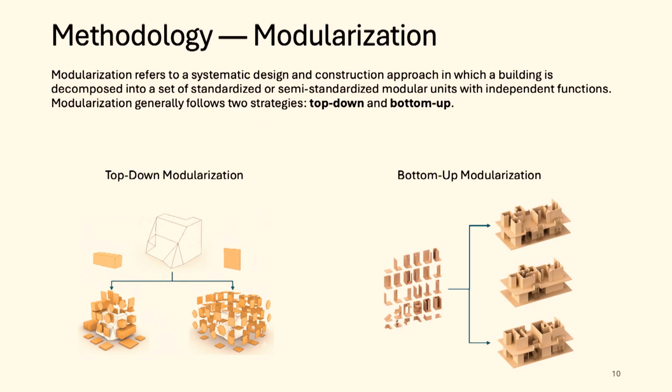Then let's talk about some technical and theoretical foundations for my research, and this is also helpful for you to understand how the generative design system works. So the first component is called modularization. It is a design methodology to help you decompose a building into a set of standardized or semi-standardized module units, or more broadly speaking, the kit of parts. There are 2 typical strategies, top-down and bottom-up.